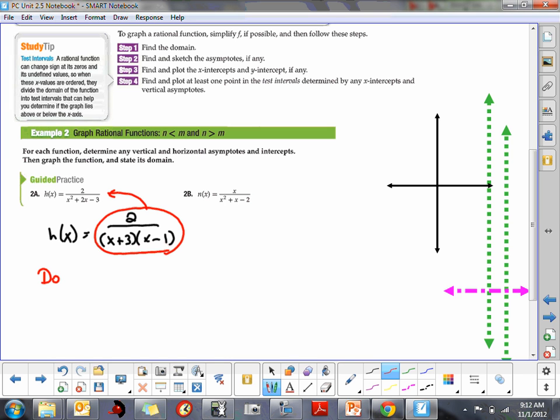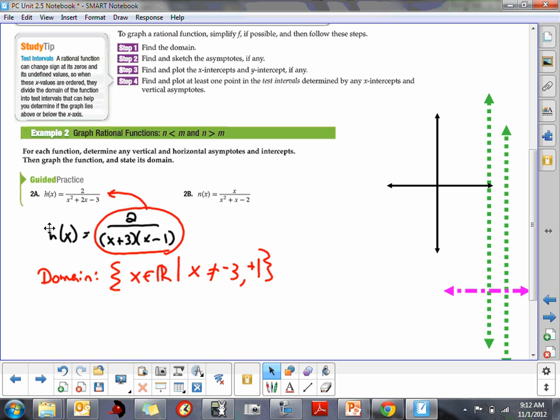And on that, we're going to make sure that our domain is restricted so that we don't divide by 0. Using set builder notation, that means x could be an element of the real numbers, such that x does not equal negative 3 or positive 1. So our domain has been restricted. Our vertical asymptotes are in the exact same locations. Where we had our restrictions in the domain, we can't divide by 0. That will also tell us the locations of our vertical asymptotes.